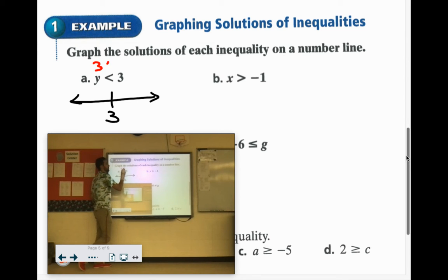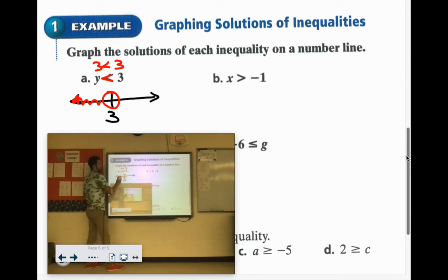So can I say that 3 is less than 3? No, it's not less than 3, it is 3. So that's why it gets the open dot. It is not included in the solution. Now, which numbers on the number line are less than 3? It's the numbers to the left of it. Or you can remember, if the letter is first, then follow the arrow. It's pointing left, so shade left.